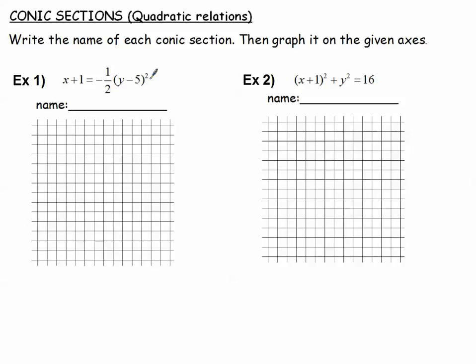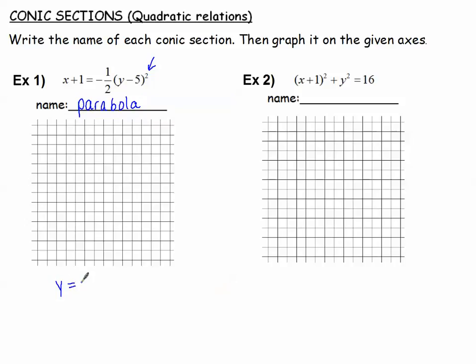First, what kind of conic section is this? When I see only one variable is squared, I know it's a parabola. All of the other conic sections have both variables squared. Second, I have to figure out which way does the parabola open.